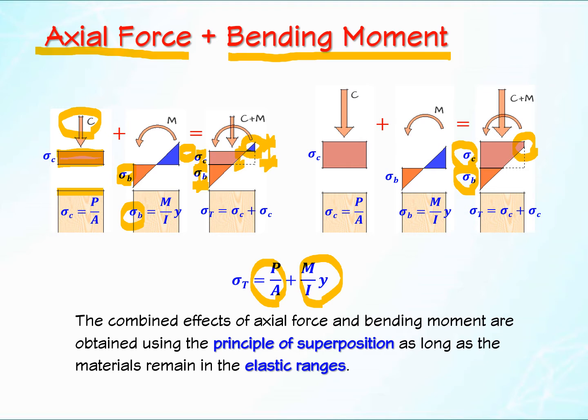So the combined effect of axial force and bending moment is obtained using linear combination. We call it the principle of superposition. And you need to make sure that for the principle of superposition to be valid, your material must remain in the elastic range. Here, elastic means linear relationship.